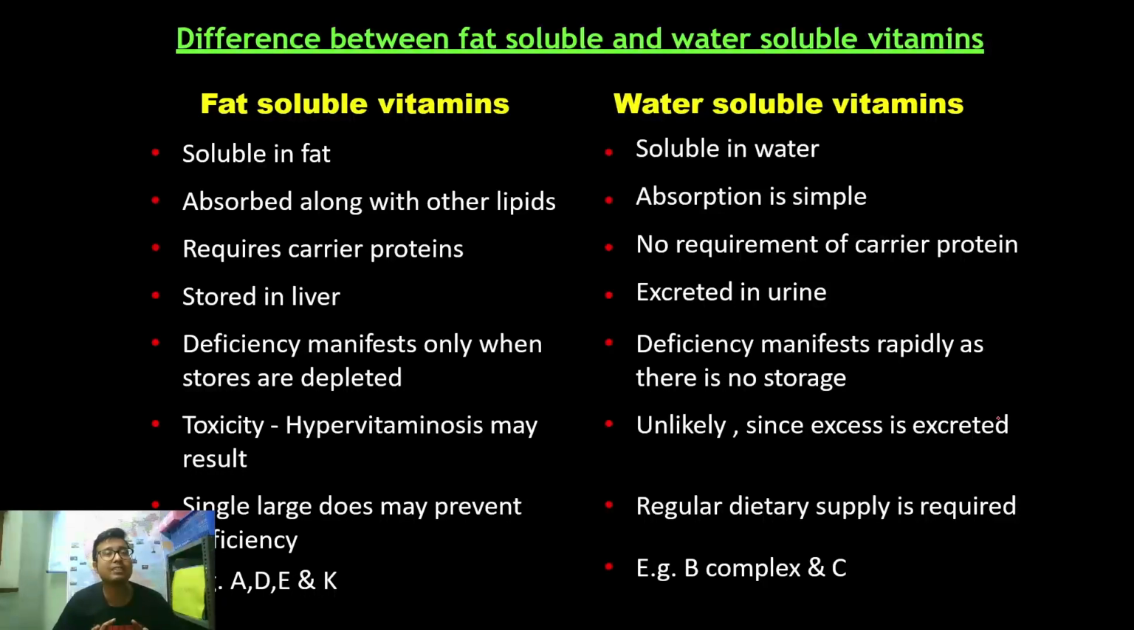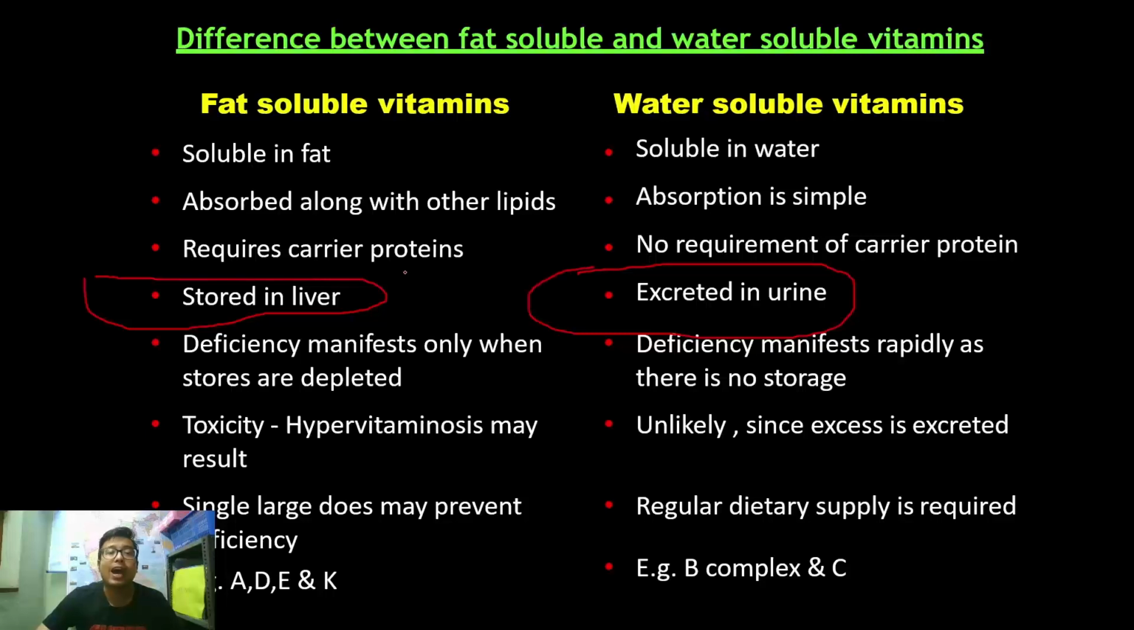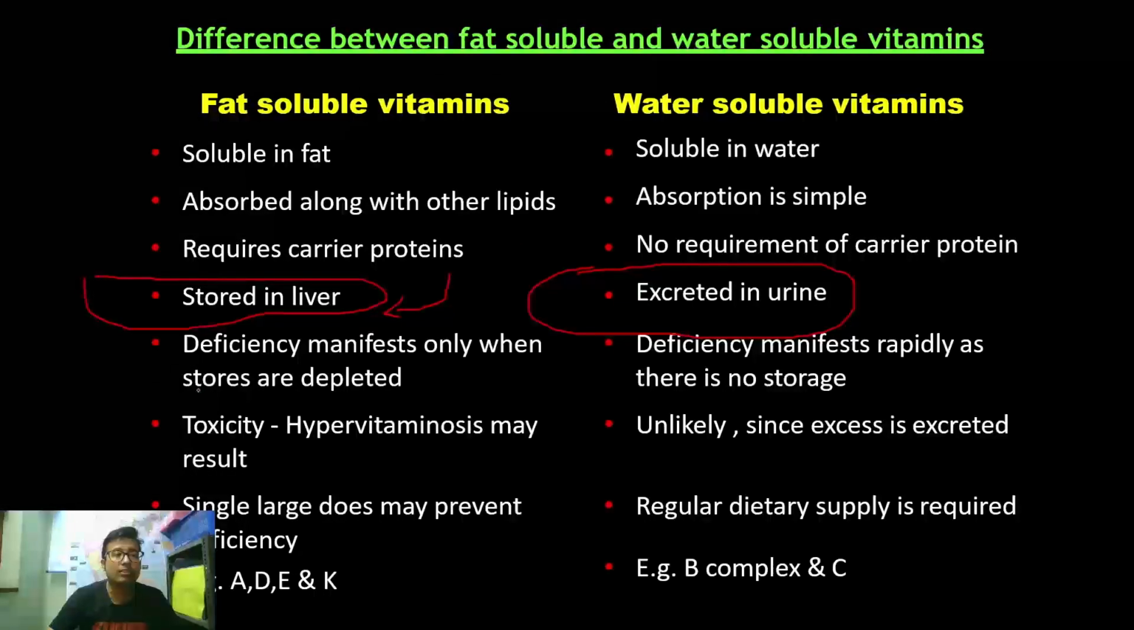So here comes an explain-why type of question. Deficiency disorders are more common in case of water soluble vitamins, whereas hypervitaminosis or toxicity is more common in case of fat soluble vitamins. The logic is very simple. One is stored and one is excreted. So deficiency will only manifest in case of fat soluble vitamins when the stores are depleted.